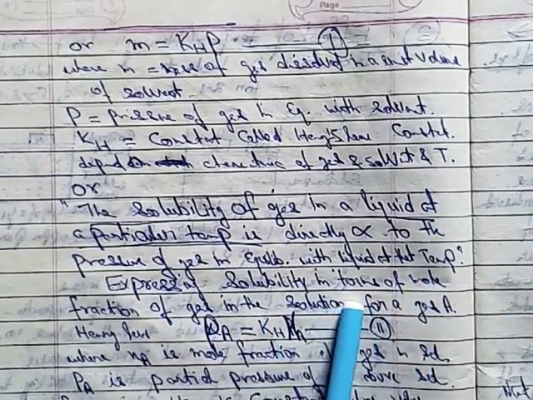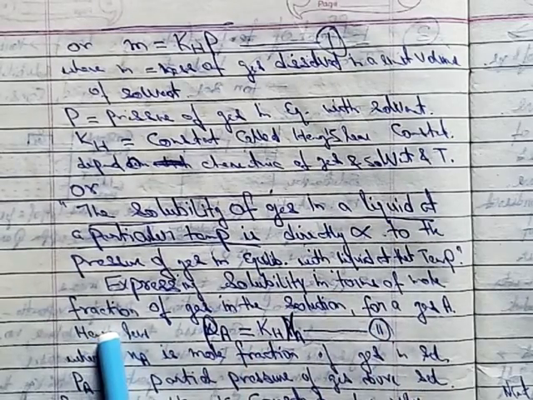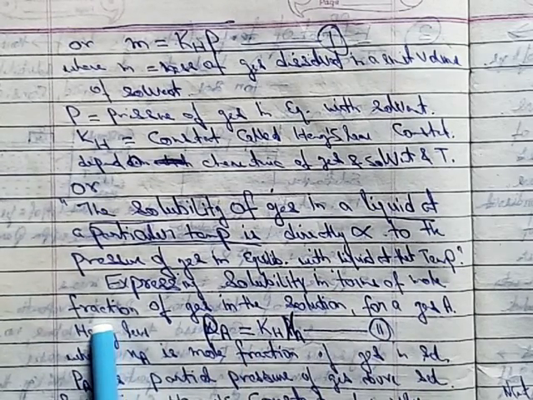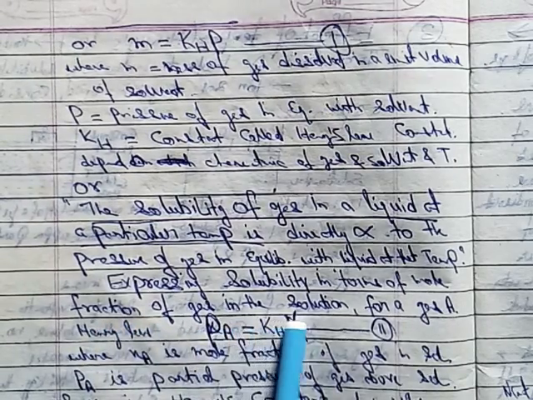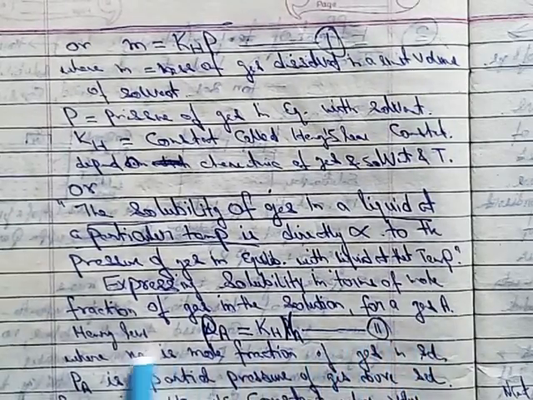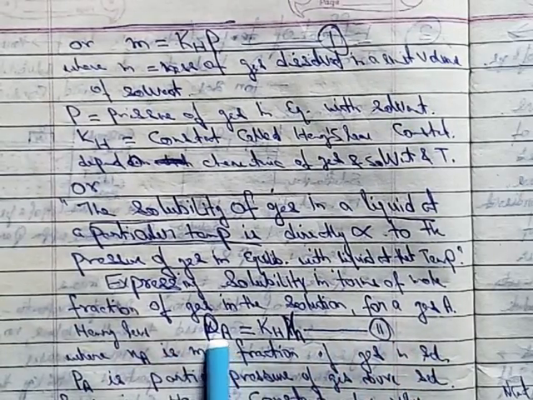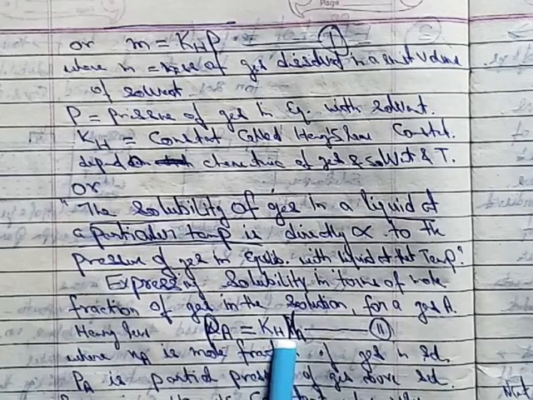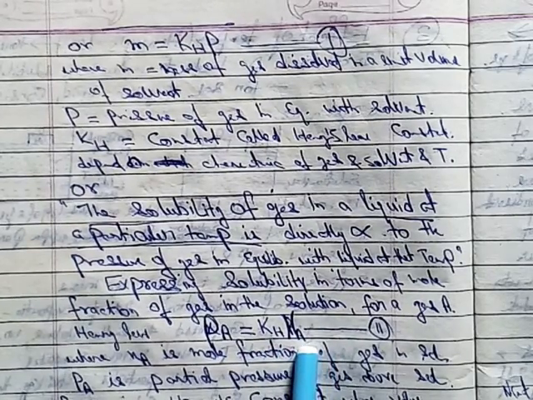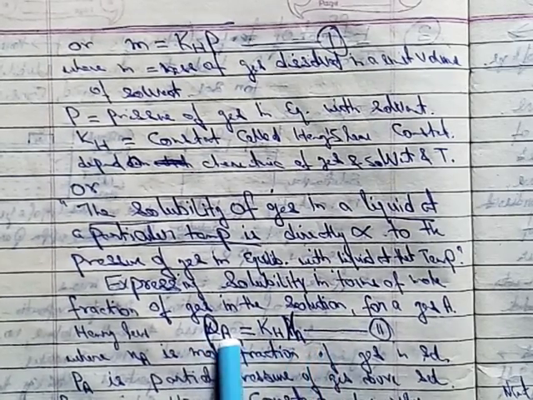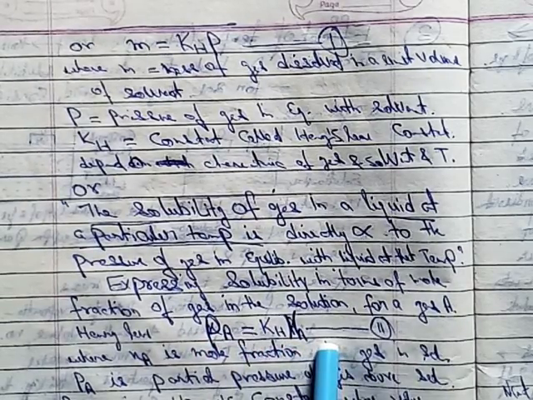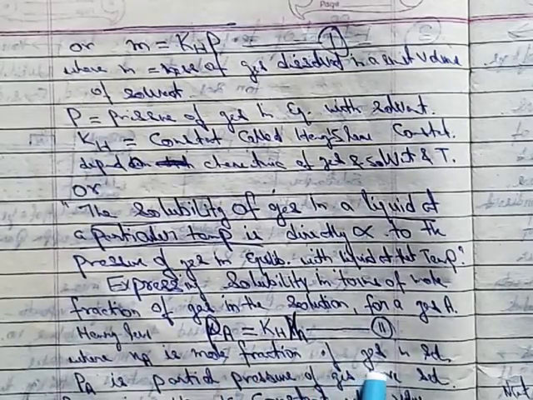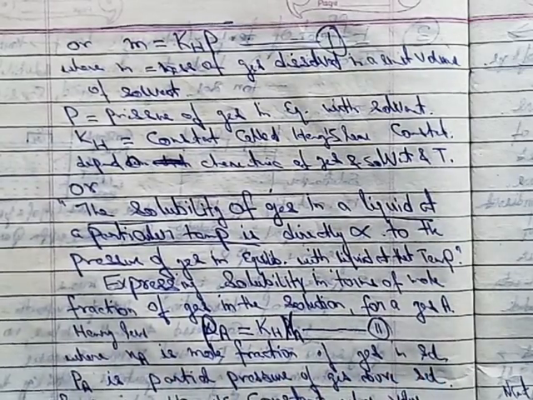Now, the expression of solubility in terms of mole fraction. If it is gases, we consider it in terms of moles instead of mass. So in terms of mole fraction of gas in the solution, for gas A, Henry's law says the partial pressure of A is equal to Kh into Xa. Xa stands for the mole fraction of A in solution. What is PA?